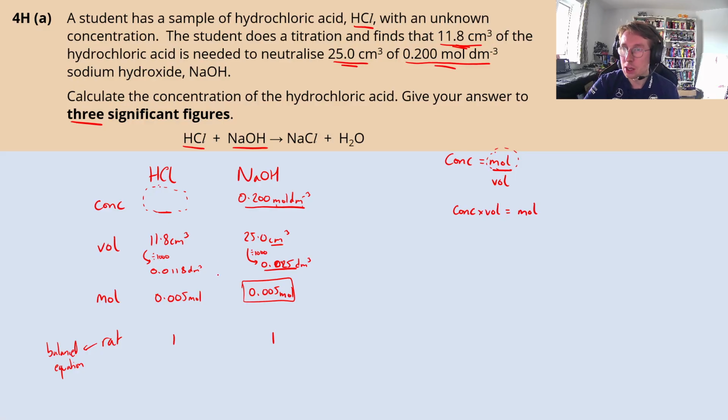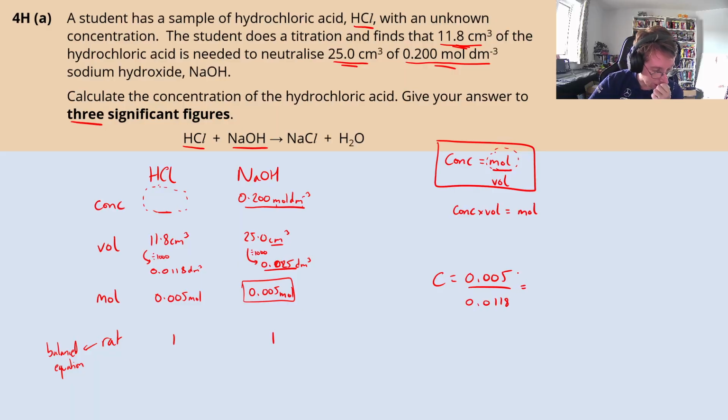Good stuff. So now we've got the number of moles of hydrochloric acid, we've got the volume of hydrochloric acid, we can calculate the concentration by using this equation over here. So the concentration of hydrochloric acid will be the number of moles, 0.005, divided by the volume in dm³, which is 0.0118.